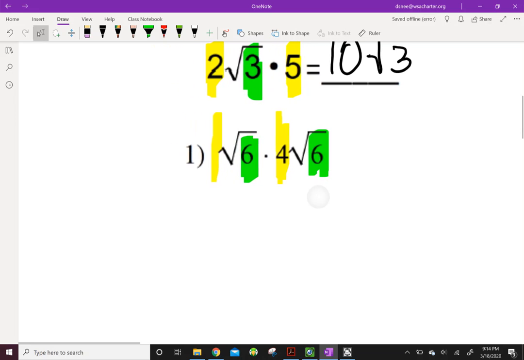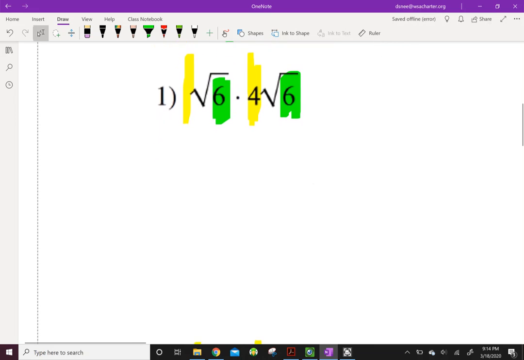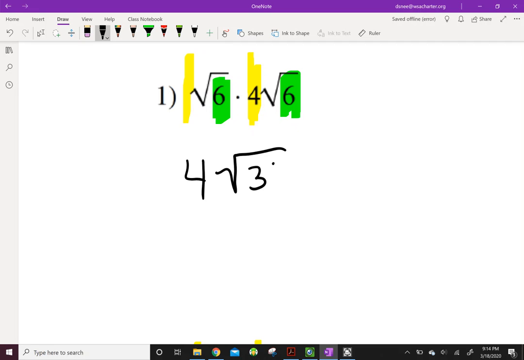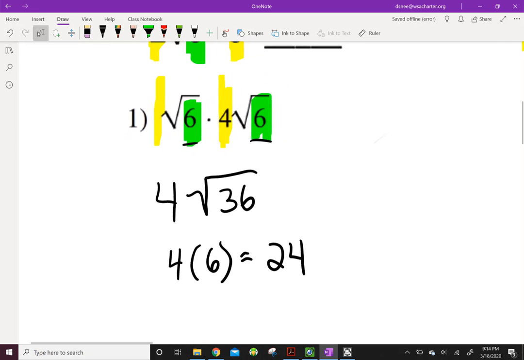Now back over here. Let's see, 1 times 4, times the square root of 36. Hey, if you're multiplying the square root of 6 by the square root of 6, you get the square root of 36, which is a perfect square, which is equal to 6. So this is actually 4 times 6, which is equal to 24.